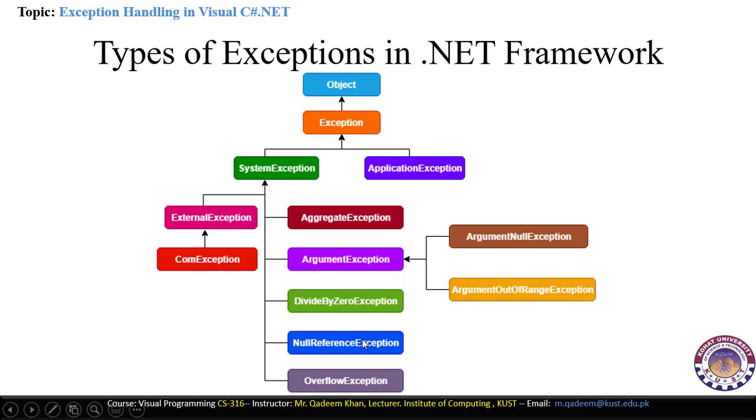The next one is null reference exception. If we provide a null reference of certain values, then the null reference exception will be raised. For example, if we are providing a null reference of an array, then the null reference exception will be thrown. Another one is called overflow exception. If we go toward the overflow of the arrays, then the overflow exception will be raised. For example, if we have an array of 100 elements and we are storing the 105th element in the array, then the overflow exception will be raised.